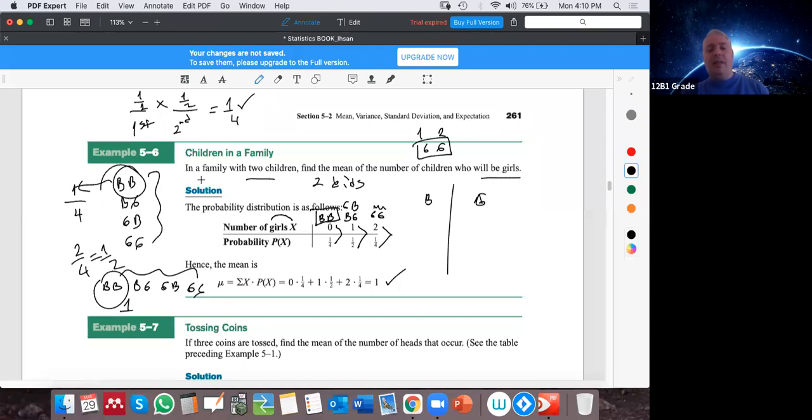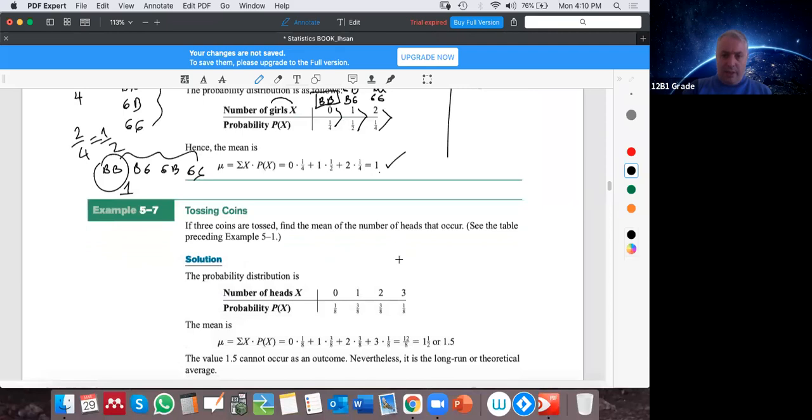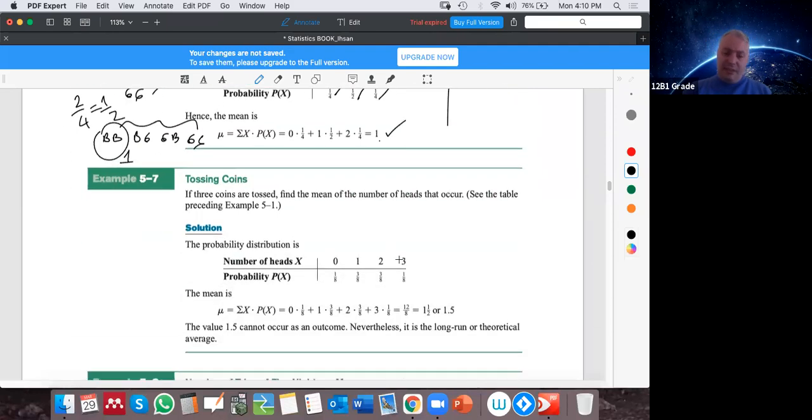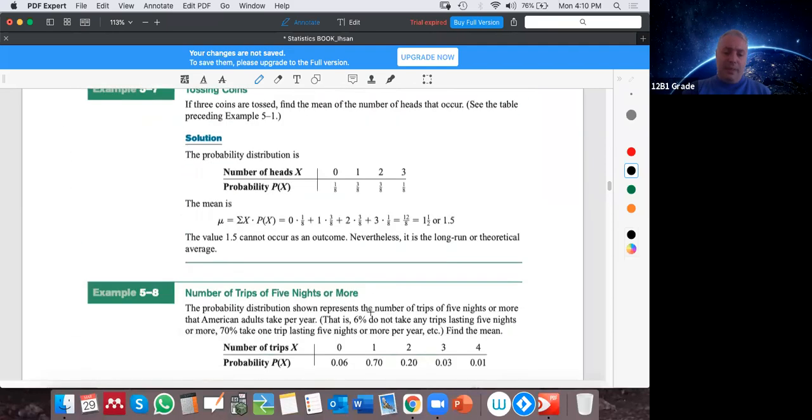So the question then, if a family with 2 children, find the mean number of children who will be girls, the answer is 1. Okay, I mean, what does it mean? As a mean value, one of the kids could be a girl. And similarly, we have questions, so no need to explain since we did it.